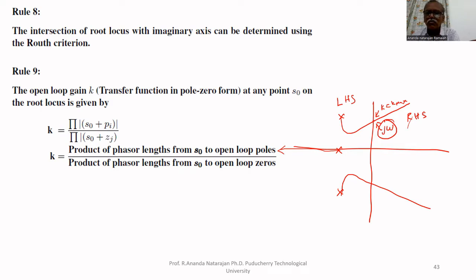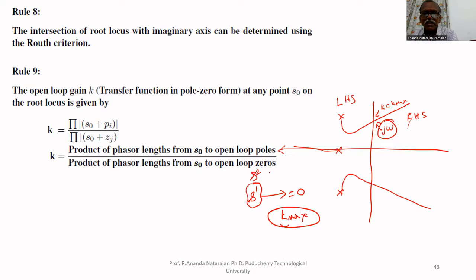We can find that omega by using Routh criterion. While using Routh criterion, how to find that omega? We have to make the s power 1 row, where only one element will be there, equal to 0. Then, on making the s power 1 row equal to 0, we can find the value of K max. After finding K max, we have to substitute that K max in the s square row.